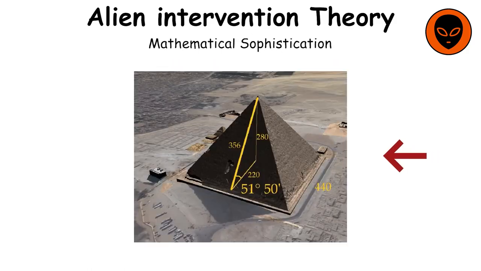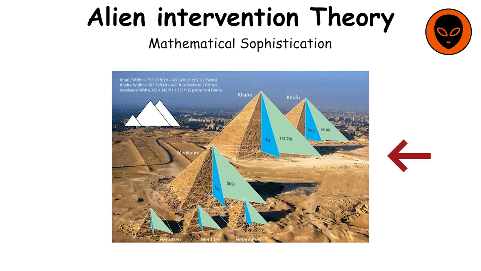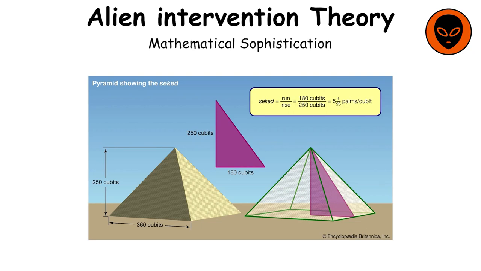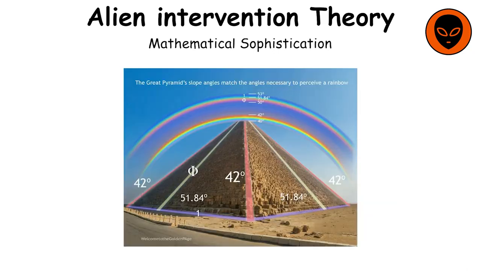knowledge. Mathematical sophistication. The theory highlights the advanced mathematical knowledge encoded in the pyramid's design, such as their alignment with true north and the use of the golden ratio. Proponents claim that this level of sophistication suggests the influence of extraterrestrial intelligence.